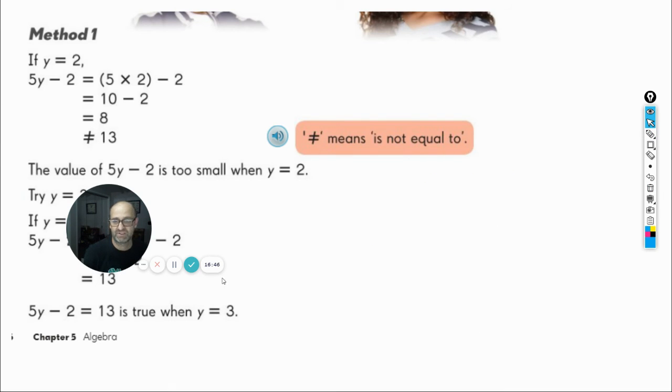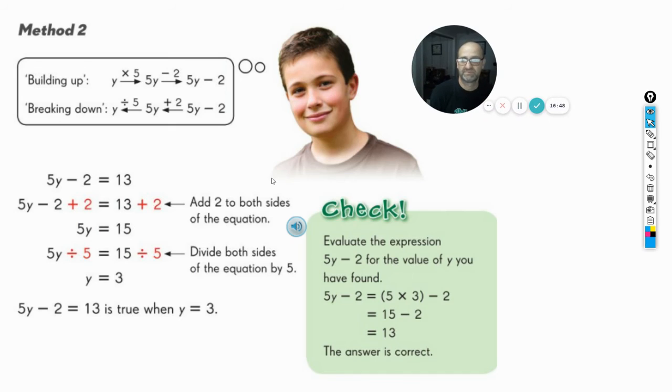And I think that's what they're going to show us on the next page. Added 2 to each side, then we divided by 5 on each side. You get y equals 3.